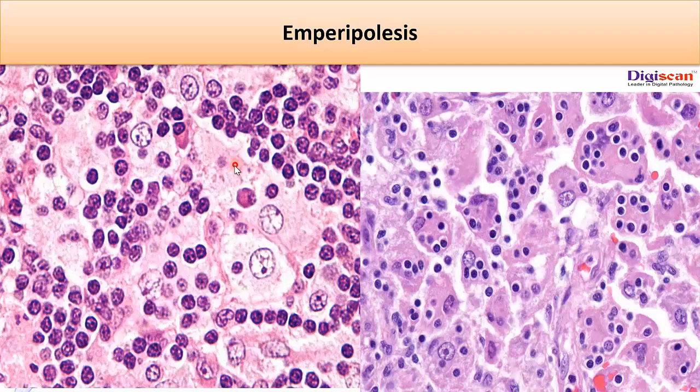Then another term which we use is emperipolysis. Emperipolysis is when there is phagocytosis of the lymphocytes by histiocytic cells, and this is characteristic of Rosai-Dorfman disease. Here we see a large histiocytic cell with the lymphocyte inside, and here we are seeing very heavy emperipolysis where each cell is containing more than 4 or 5 lymphocytes. So this emperipolysis is seen in many tumors but is characteristic of Rosai-Dorfman disease.